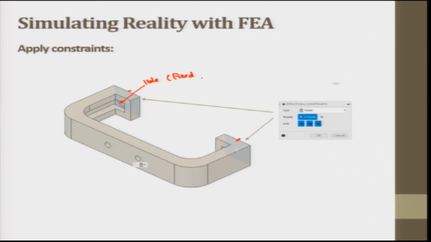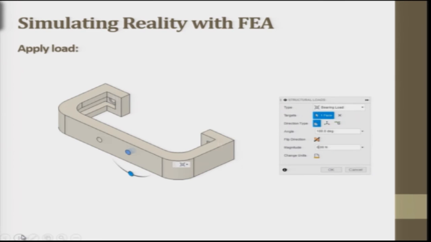that has to be fixed with a screw. That is why these are fixed. Structural constraints are there, the fixed one. Then we apply load. A bearing load is applied here. Bearing load means this can move in this direction and this direction. Okay. Then it is applied on one face. Angle can be 180 degrees. This bearing load is applied.